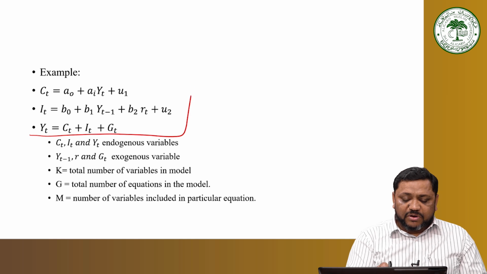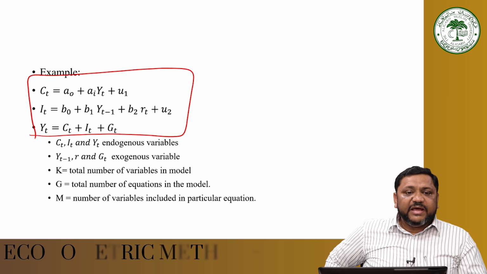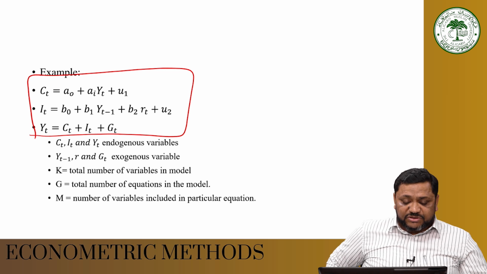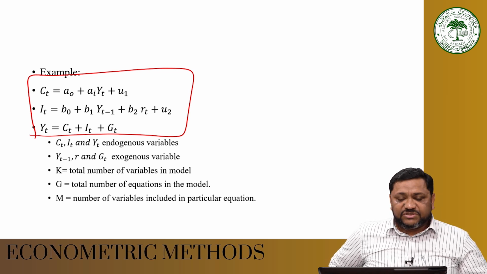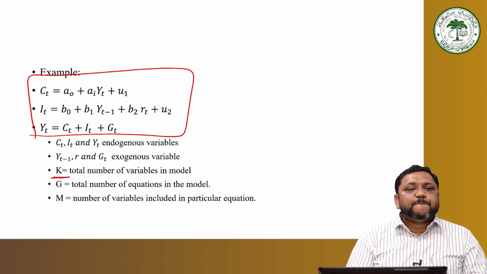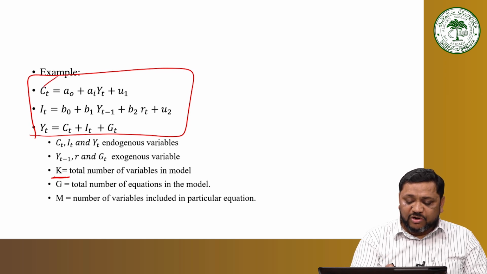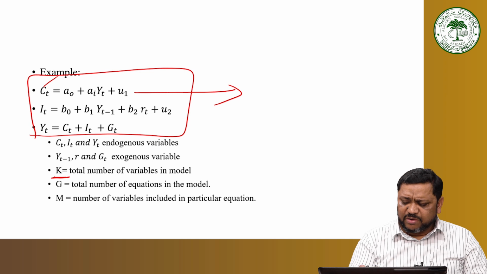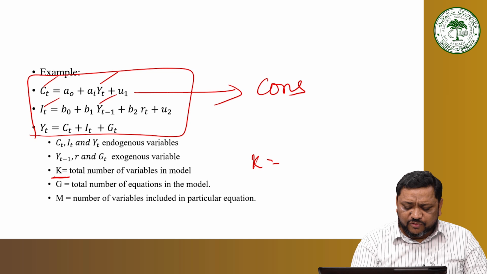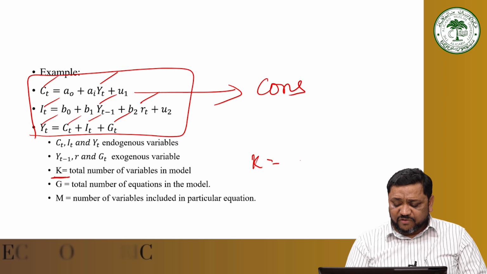We take an example to explain it to you step by step. So Ct is equal to a naught plus a1 yt plus u1, it is equal to b naught plus b1 yt minus 1 plus b2 rt plus u2, yt is equal to Ct plus it plus gt. Now here, k, what is it? Total number of variables in the model. Suppose we are talking about just the consumption function. So k is equal to 1, 2, 3, 4, 5, 6, 7, 8, 9. Is it okay? Total number of variables in the model.